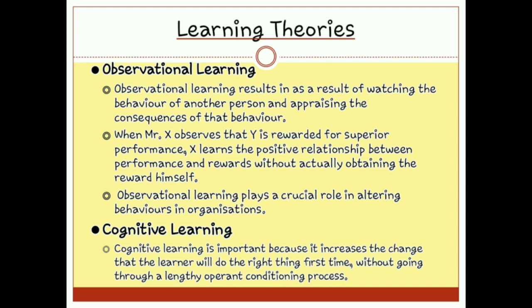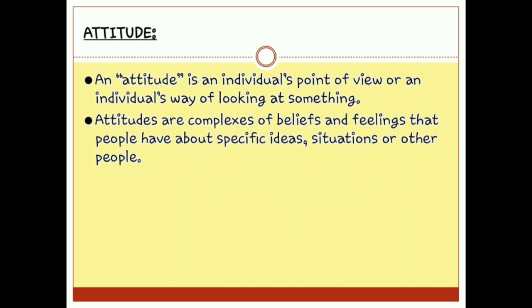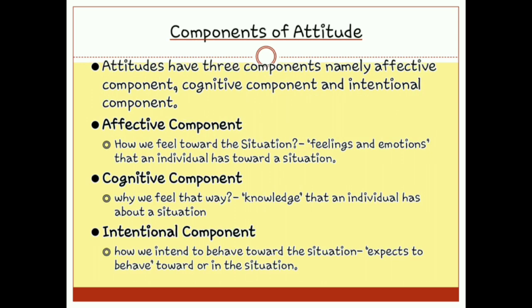Next one is cognitive learning. Cognitive learning is most important because it increases the chance that the learner will do the right thing the first time, without going through a lengthy operant conditioning process. Next, attitude. Attitude is an individual's point of view, or an individual's way of looking at something. Attitudes are a complex of beliefs and feelings that people have about specific ideas, situations, or other people.